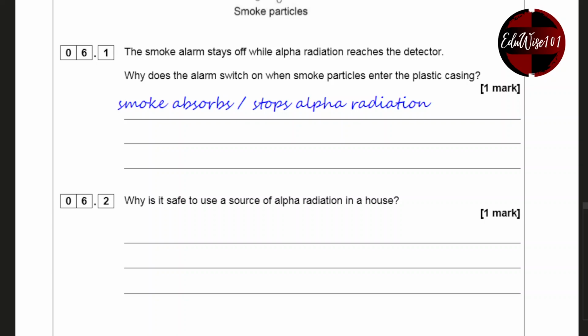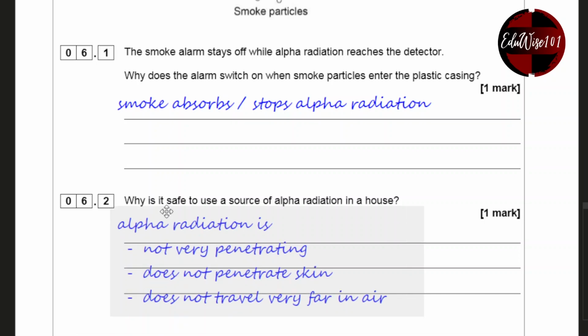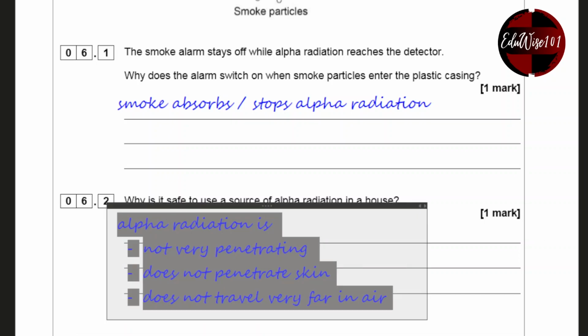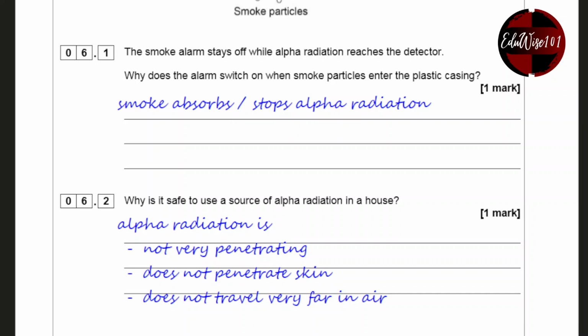And even if it does, then the penetration power is far less, so it's not going to go into your body because it'll be stopped by our skin or by our clothing. So any of those will be fine. Alpha radiation is not very penetrating, so it does not penetrate the skin, and you could say it does not travel very far in the air. Any of those 3 points will give you a mark.